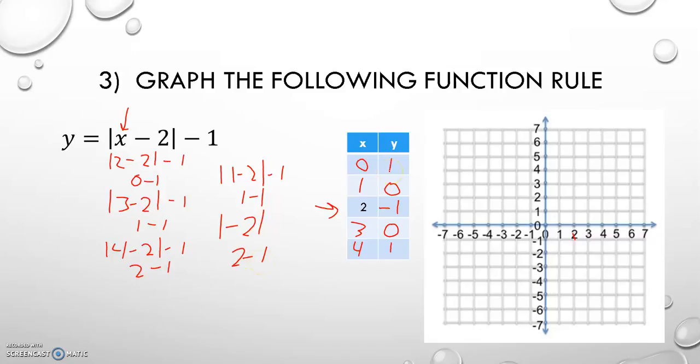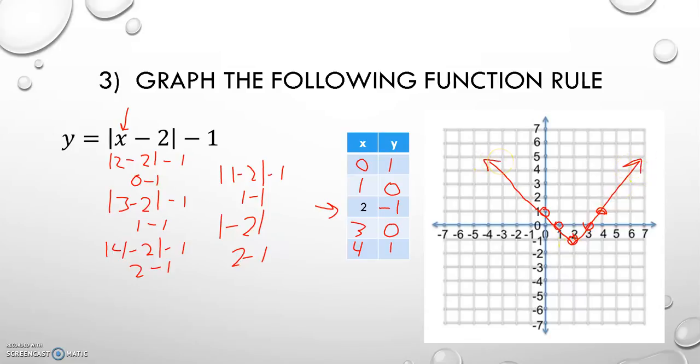So if I plot these points, I'll have a point at 0, 1, which is here. I'll have another point at 1, 0, which is here. I'll have a point at 2, negative 1, so I go over 2 and down 1. Looks like they're in a straight line so far, but then all of a sudden 3, 0 is here. And then I have another point at 4, 1, which is here. And so what's happening is I have a graph that looks something like this.